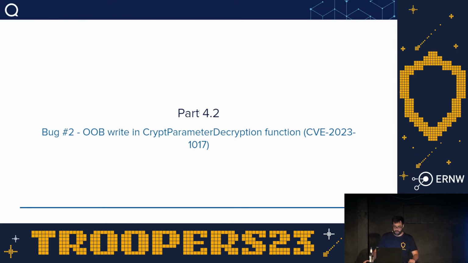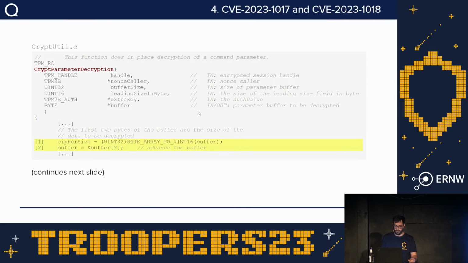So let's continue with the next bug, which is an out-of-bounds write in the same function. But this one is more interesting than an out-of-bounds read. So we are exactly at the same vulnerable function that I showed before. We are in crypt parameter decryption. In line number 1, this is where the first bug was located.